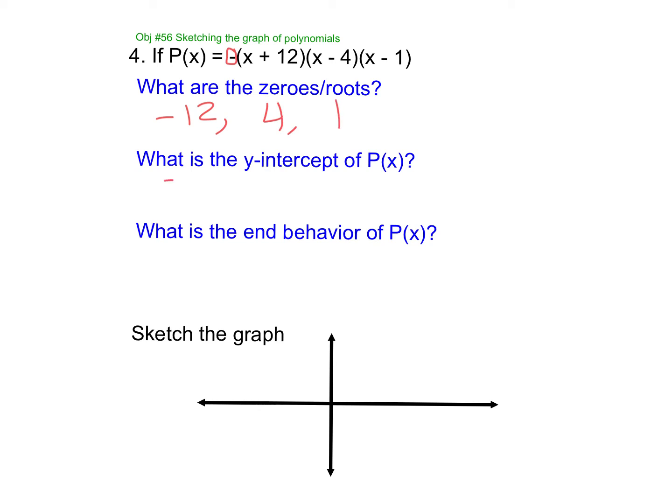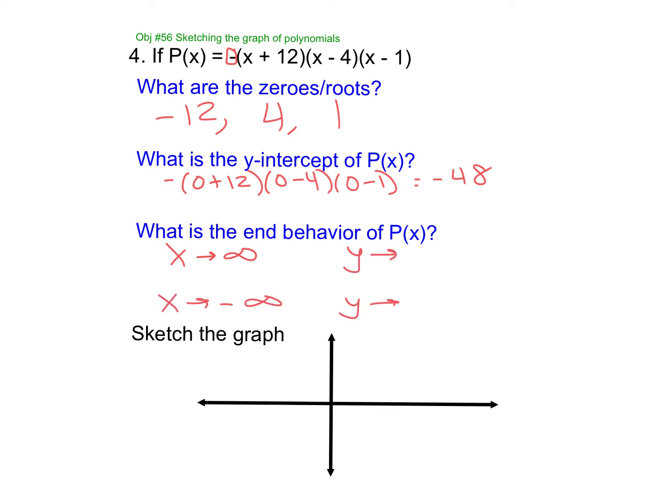The y-intercept: what do we get if we plug in 0? Let's see. So we get 12, 48, -48. The end behavior: as x goes to infinity, y goes to... and as x goes to negative infinity, y goes to... Okay, so now for the right, this is right, this is left. All right, so what's happening? So let's see.